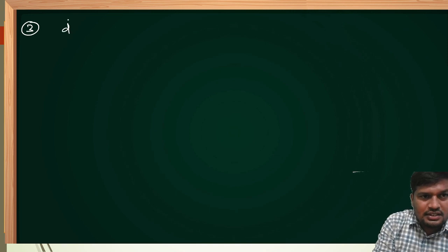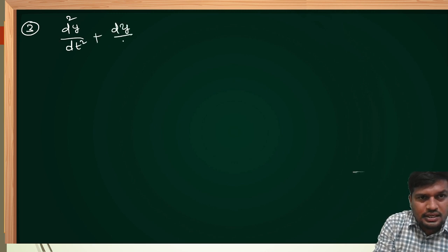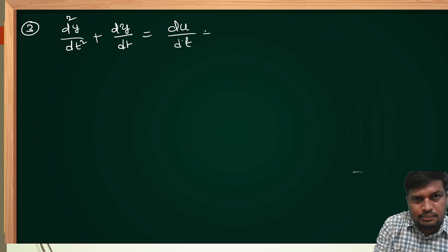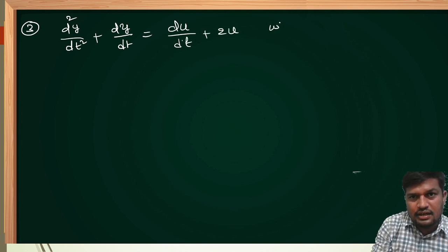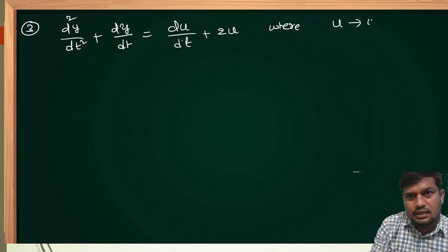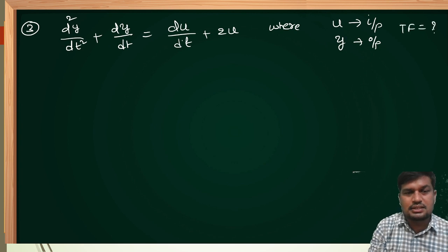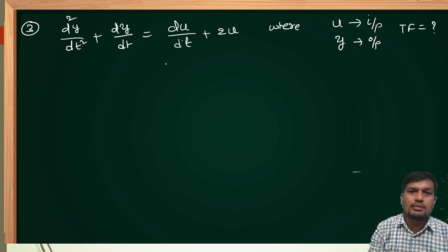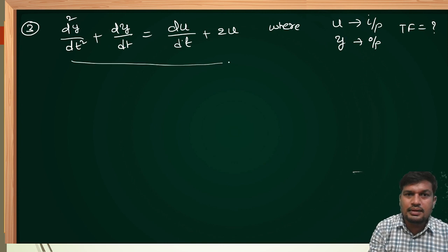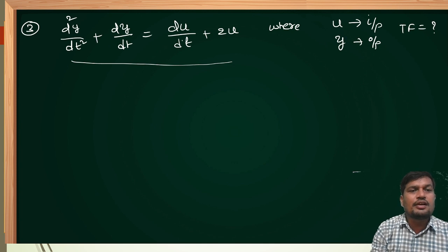The differential equation of the system is described as d square y upon dt square plus dy by dt is equal to du by dt plus 2 into u, where u is the input and y is the output variable. Then the transfer function of the system is? Transfer function you already know: Laplace of output upon Laplace of input, assuming initial conditions are 0. But the entire question is given in the time domain. In order to get the transfer function, we need to convert into the s domain. Simple step: we need to apply Laplace.